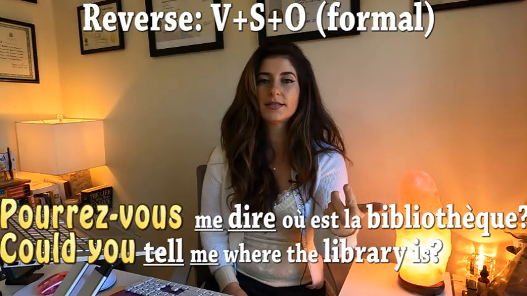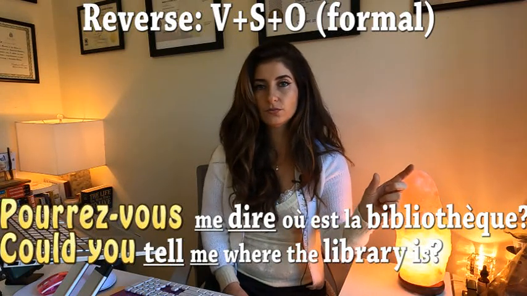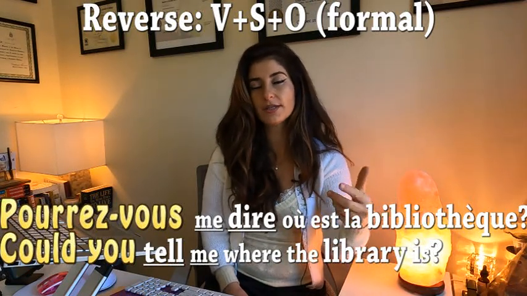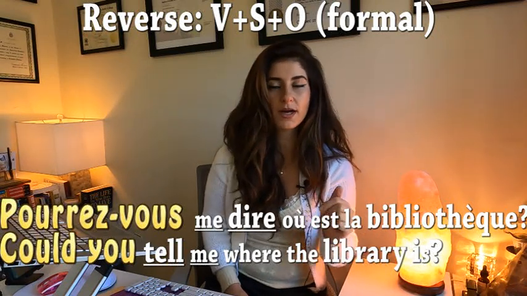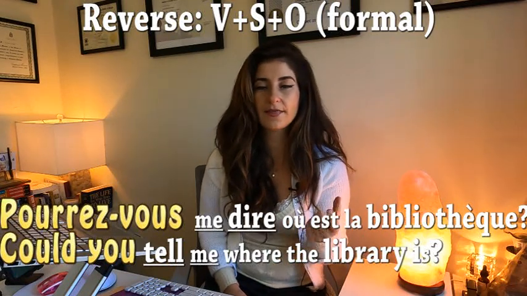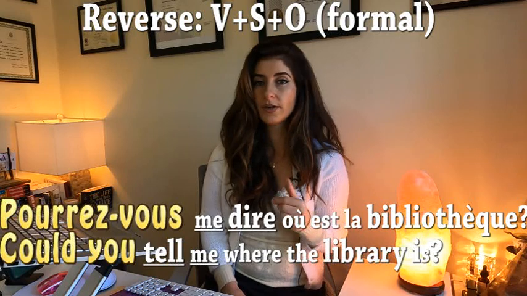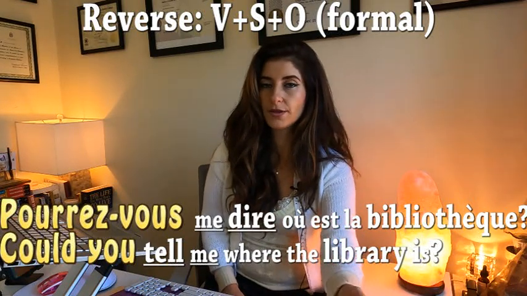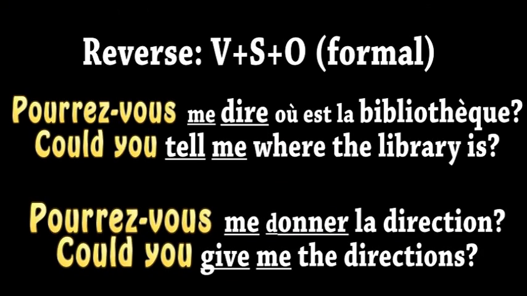So normally it is vous pourrez, let's say. I'm using vous because I'm being polite here. Could you? Pourrez-vous now is a question. Now I'm putting the verb first and then the subject. Could you? Pourrez-vous? Could you show me the directions? Pourrez-vous me montrer la direction? Pourrez-vous me dire où est la bibliothèque?